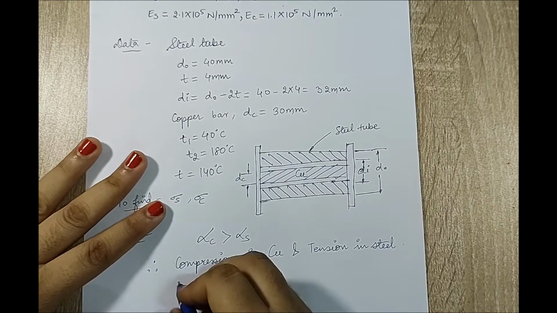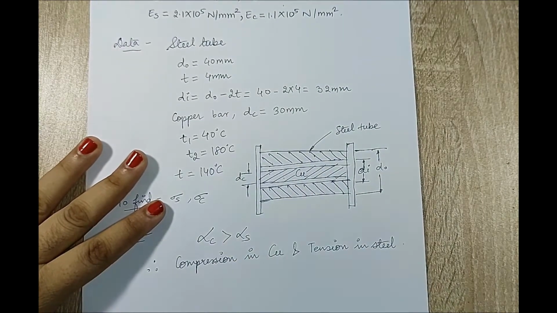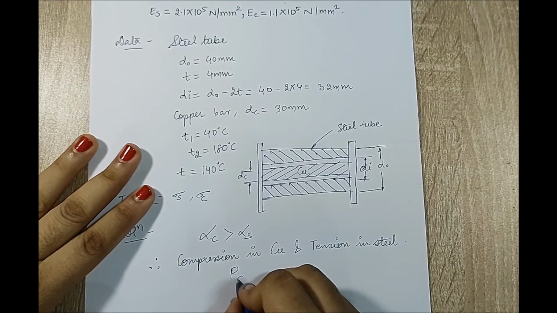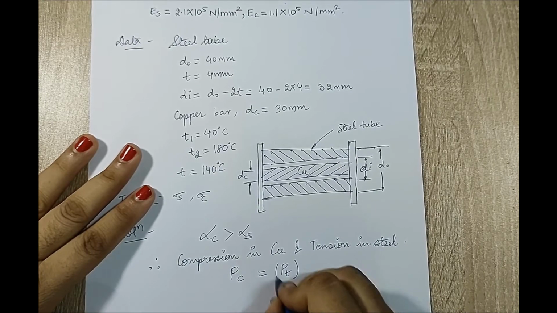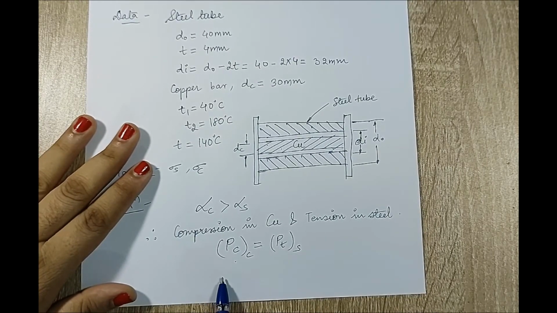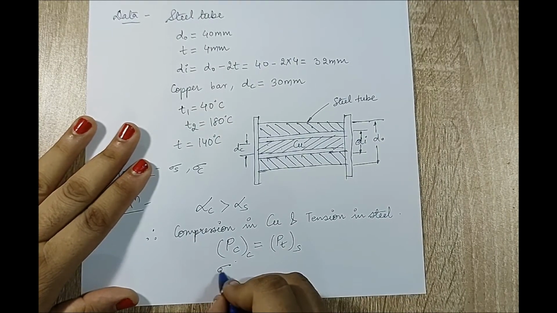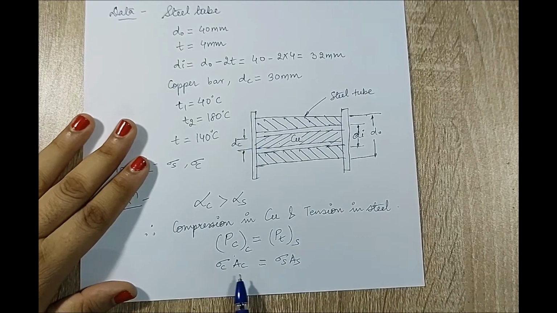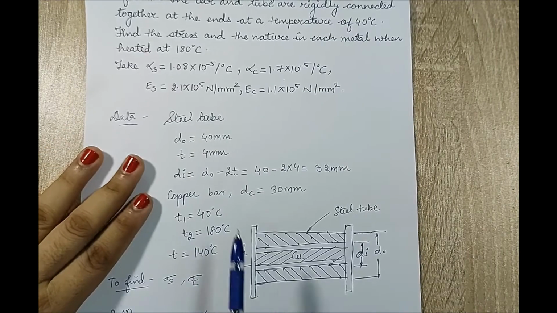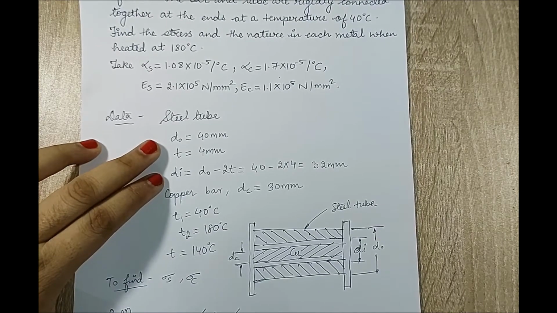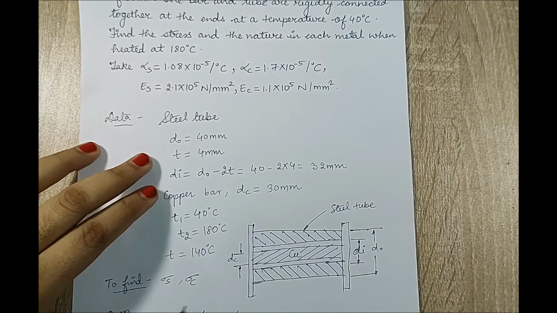So I can say that the compressive force on copper will be equal to the tensile force on steel. When I say that, I can use the formula of load, that is sigma C AC is equal to sigma S AS. Now I have to calculate AC and AS. It is very simple. For calculating AC, I'll use pi by 4 d square. Only one diameter is known. It is a solid rod. And for steel, it is a hollow rod. So I'll use pi by 4 into d outer square minus d inner square.